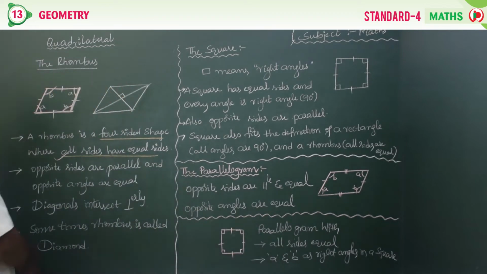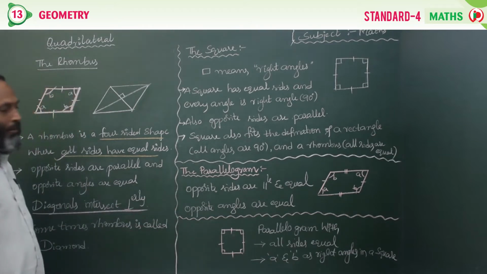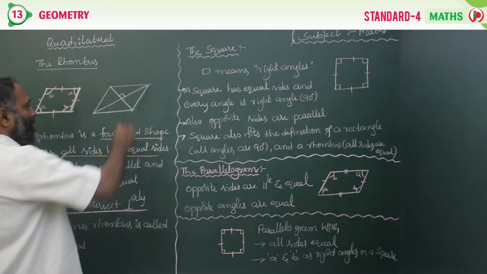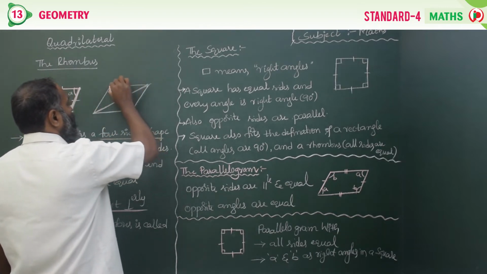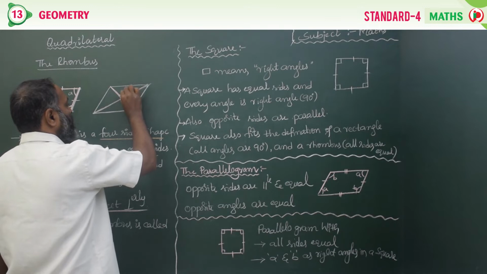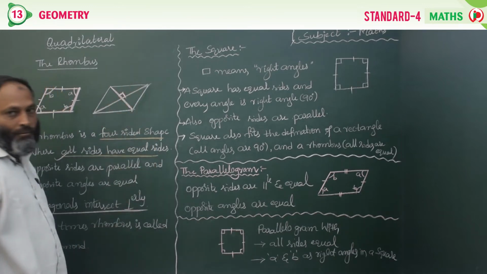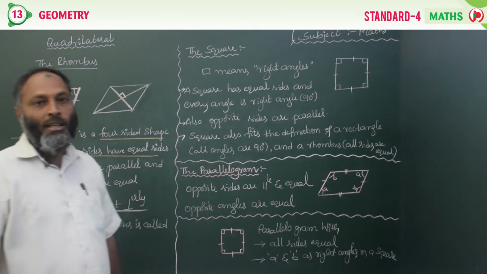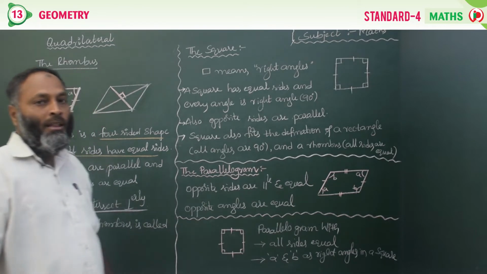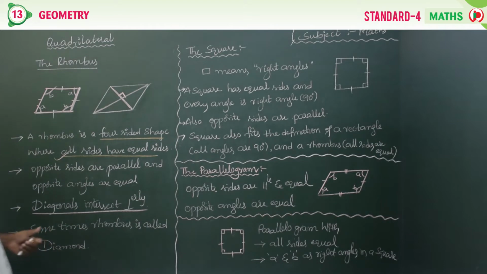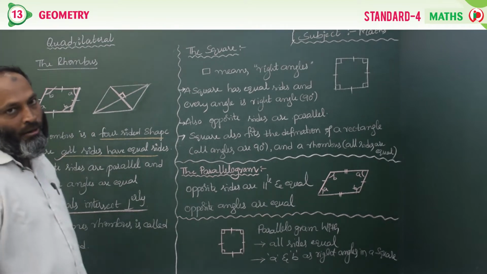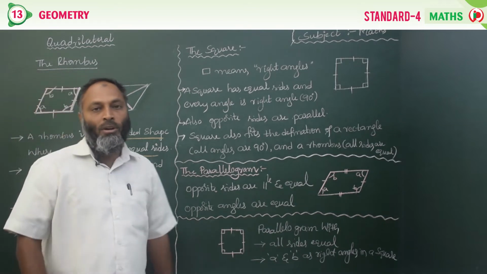Now the third point: the diagonals intersect perpendicularly. This is the first diagonal, this is the second diagonal. The two diagonals intersect perpendicularly. Next, sometimes a rhombus is also called a diamond.